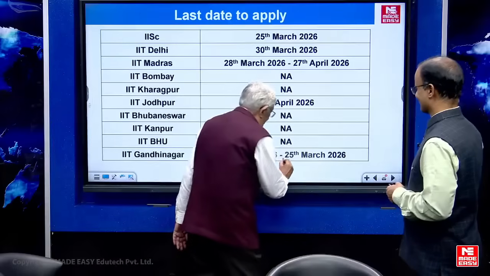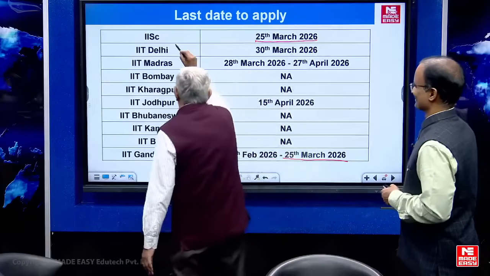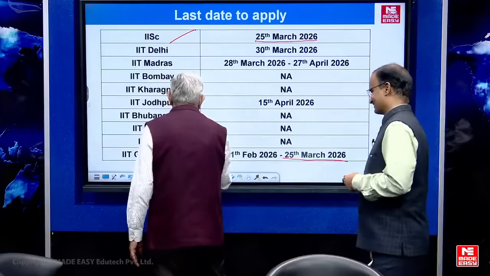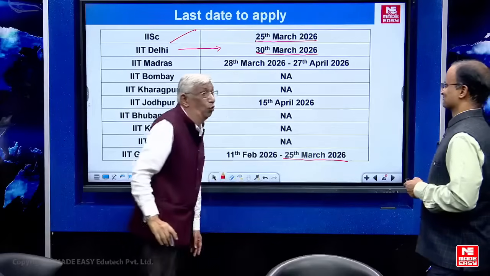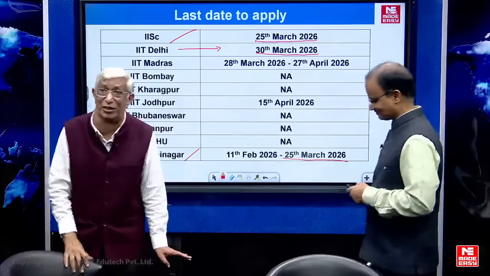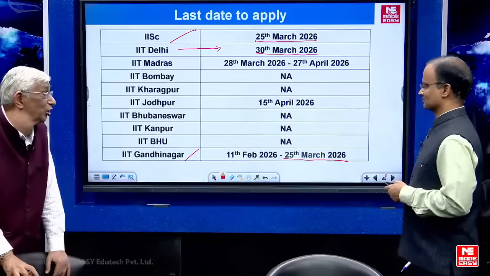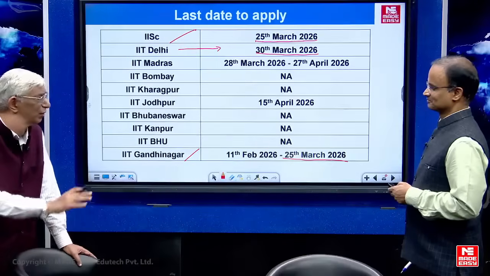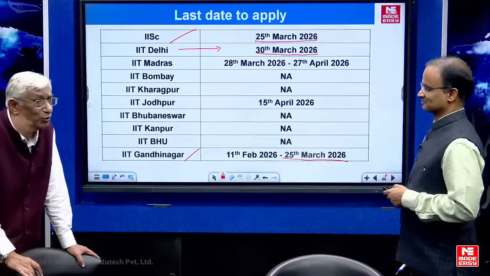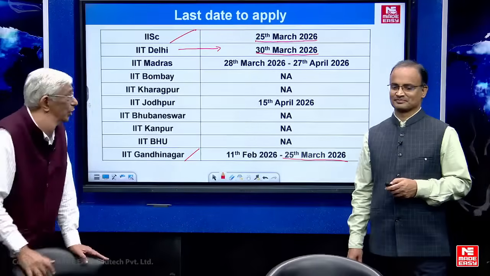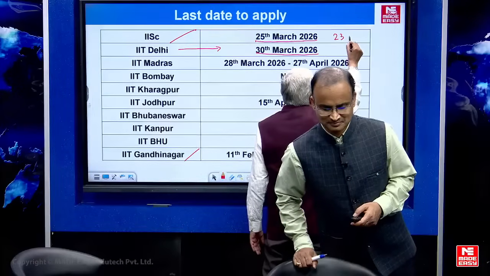Critical. Very important. 25th March. Tomorrow is the last date for one, IISc, and the other one is IIT Gandhinagar. And IIT Delhi is fast approaching, 30th March. Hopefully, IISc might extend it by a day or two, but not beyond. In fact, the earlier date mentioned on the IISc website was 23rd of March. Subsequently, I noticed that it has been modified to 25th March. I don't know whether they go beyond that or not, but as of now, it is 25th of March. And the time limit, let me mention.